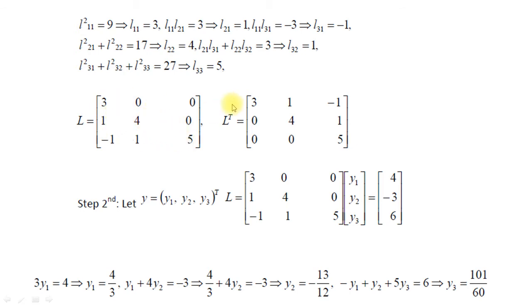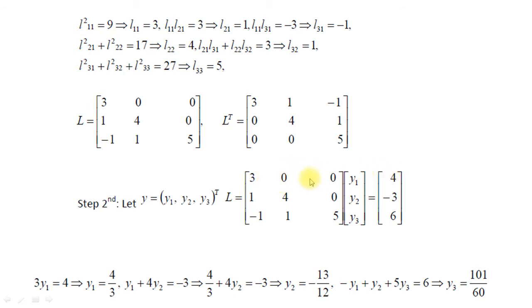Now taking the transpose of this matrix, this is actually the lower triangular matrix, and this is the upper triangular matrix, and you see over here the diagonal entries are the same: 3, 4, 5. Just find the transpose of the lower triangular matrix and you will obtain the upper triangular matrix. Now to find the column matrix Y, use LY is equal to B.